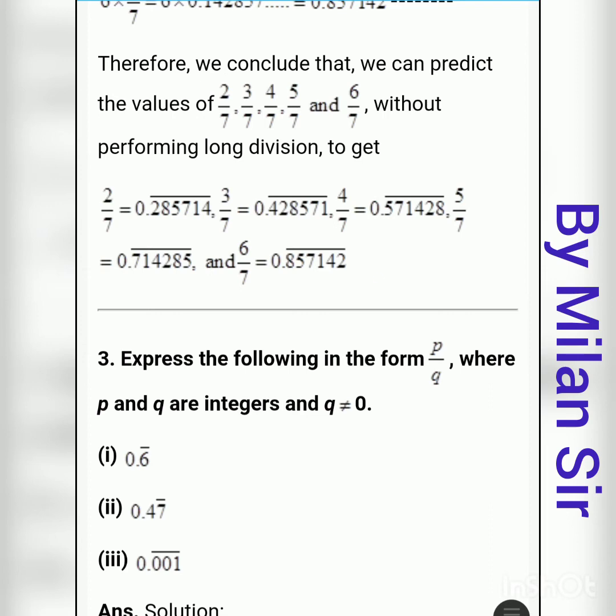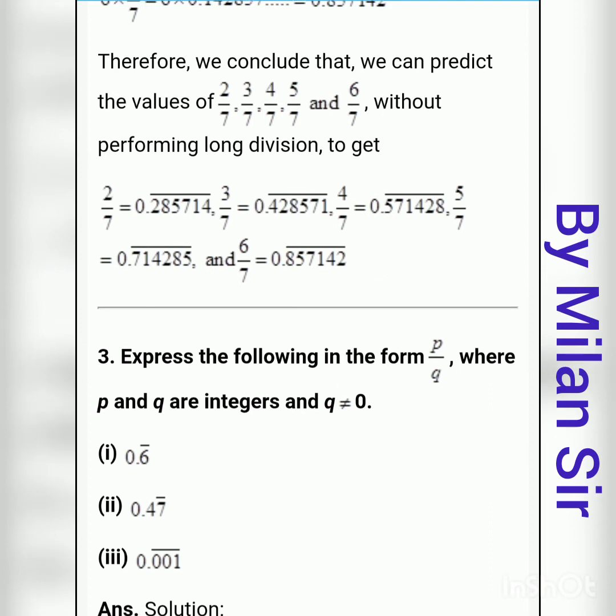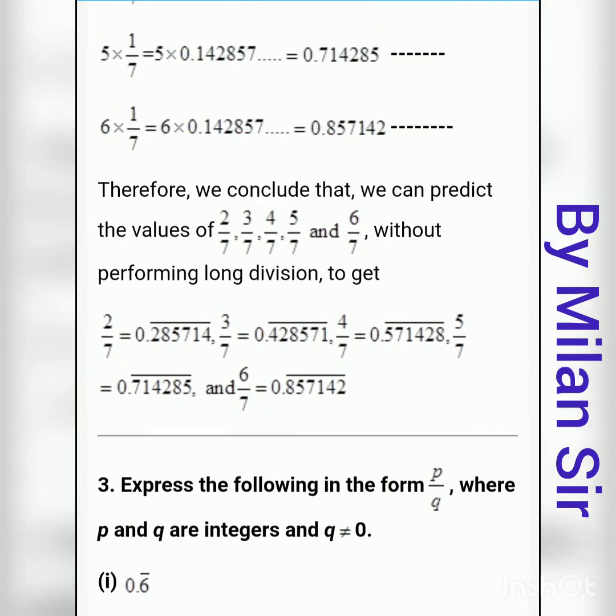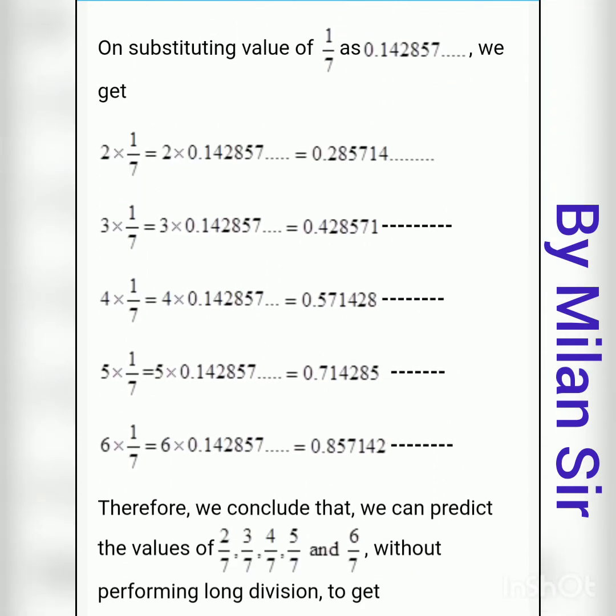Okay, so for 2 by 7, our answer is 0.285714. These are the digits which repeat every time, so here bar. Okay, 0.285714 bar. Same way for 3 by 7, 0.428571 bar. Same thing for 4 by 7, 0.571428 bar. Same thing for 5 by 7, 0.714285 bar, and 6 by 7 is equal to 0.857142 bar. That means whatever answer we got here, we need to put a bar sign on that.